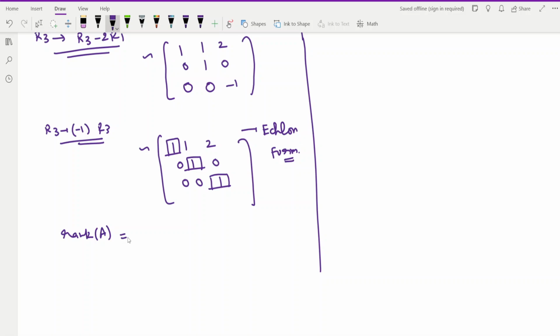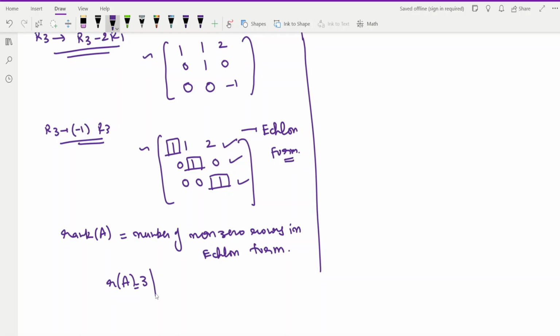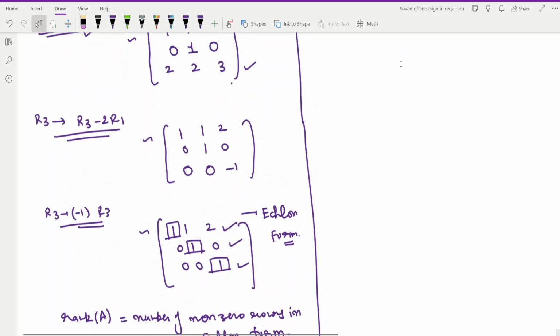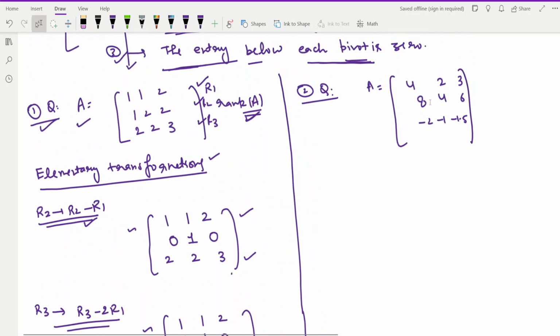And there is one formula: the rank of any matrix A is equal to the number of non-zero rows in echelon form. So you can see in this echelon form how many non-zero rows there are: 1, 2, and 3. So what will be the rank of this matrix? That will be equal to 3. So in such a way, we have got the rank of this first matrix A.